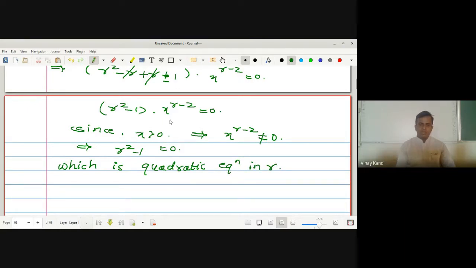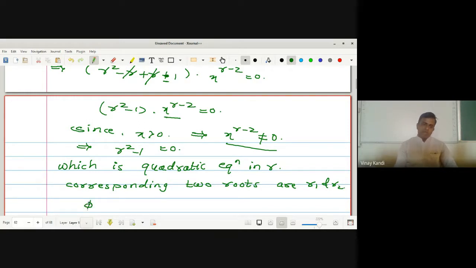Okay, this will not come to zero, because x is positive; in the given interval x is greater than 0, so hence this is not equal to 0. So we must have r square minus 1 is equal to 0, which is a quadratic equation in r. Now the corresponding two roots are r1 and r2. It implies that phi of x is equal to x raised to r.